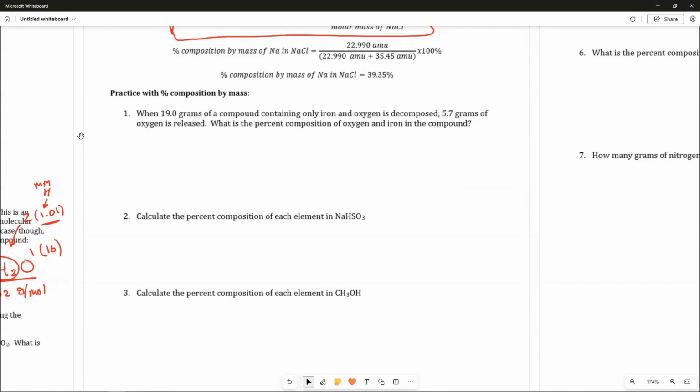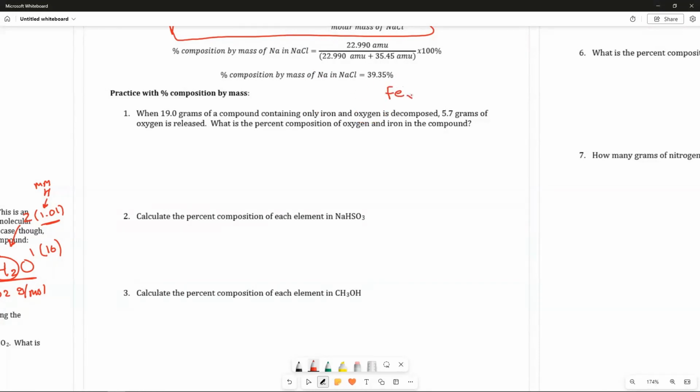So, question 1 says, when 19.0 grams of a compound containing only iron and oxygen is decomposed, 5.7 grams of oxygen is released. What is the percent composition of oxygen and iron in the compound? Alright, so let's think about what this question is asking for. Well, we know that we've got to find percent composition. And this is the first time we're going to be using this special little molar mass equation. So let's try to think about what this iron and oxygen thing is really talking about.